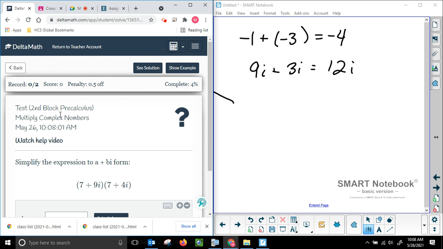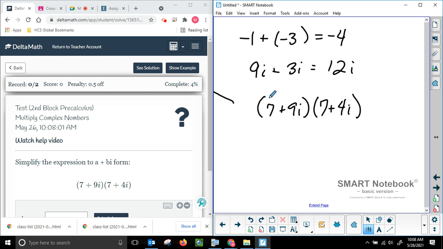Now we can go to multiplying. Basically we just distribute or FOIL, if that's how you remember to do it with binomials. So we have 7 plus 9i times 7 plus 4i. If we distribute here, we will get 49 plus 28i plus 63i plus 36i squared. Now do remember that i squared is -1.